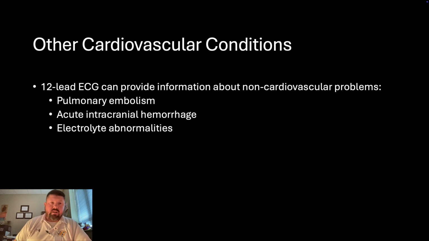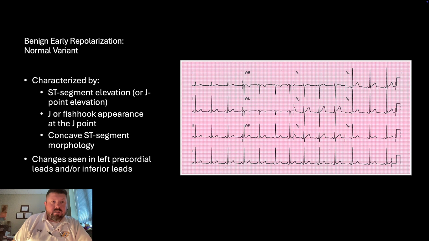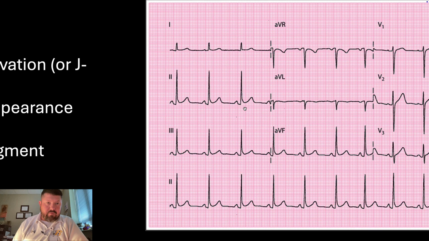Other cardiovascular conditions, the pulmonary embolism, acute intracranial hemorrhage, electrolyte abnormalities. So, benign early repolarization. So this is something that's usually benign and it's not going to be an issue. In this case, you may see a fishhook or a J appearance in the wave. At the J point, a concave ST segment morphology as well. This is, if you look here in V2, you'll see the concave or the sloped morphology there.